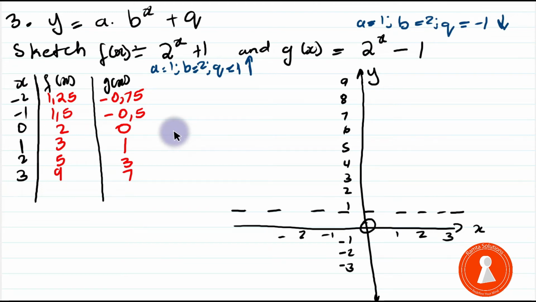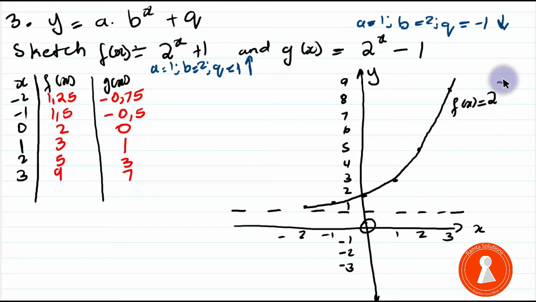Right? Now we start plotting. 1,25 must be a quarter. A quarter is somewhere here. And then 1,5 is a half. And then 2. And then 3. And then 5. And then 9. So this is f of x equals 2 to the x plus 1.